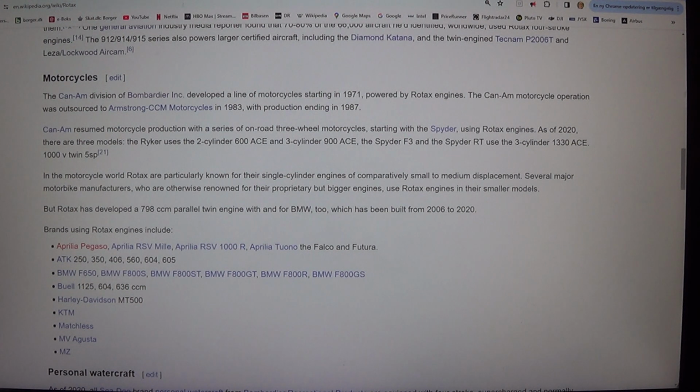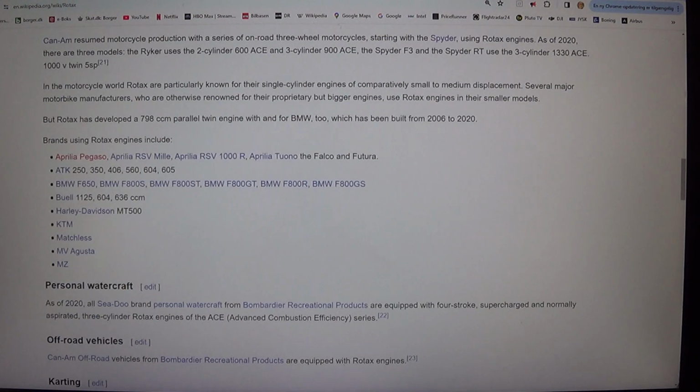Motorcycles. The Can-Am division of Bombardier Incorporated developed a line of motorcycles starting in 1971, powered by Rotax engines. The Can-Am motorcycle operation was outsourced to Armstrong CCM Motorcycles in 1983, with production ending in 1987. Can-Am resumed motorcycle production with a series of on-road three-wheel motorcycles, starting with the Spider, using Rotax engines. As of 2020, there are three models. The Ryker uses the two-cylinder 600 ACE and three-cylinder 900 ACE. The Spider F3 and the Spider RT use the three-cylinder 1330 ACE. 1000 V-Twin 5 SP.